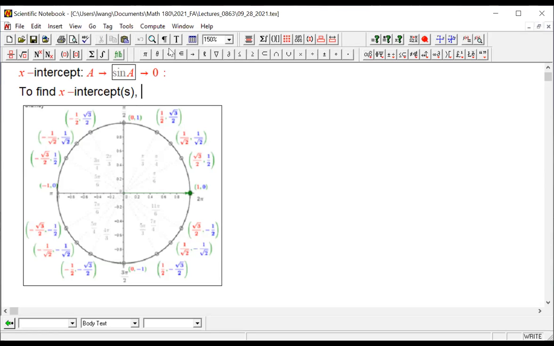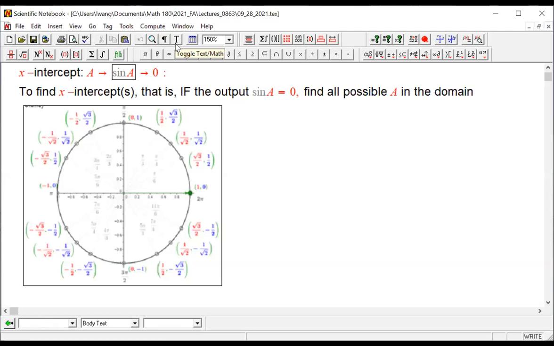Okay. To find x-intercept, the question is, if the output is 0, sine of A is 0, find all possible A's in the domain. Of course, the domain for sine is all real numbers, right?